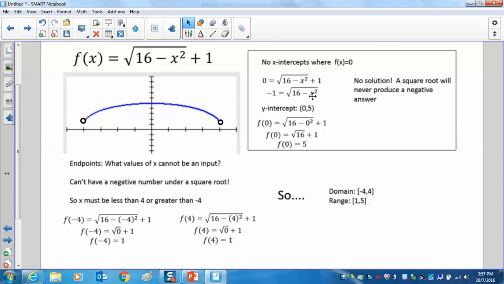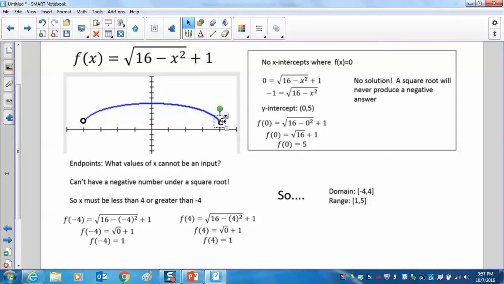minus x squared. And what you're going to notice is, if you take a step back and ask yourself, am I ever going to be able to get an answer of -1 if I take the square root of something? No, you're not. There's no solution to this equation right here because there is no x value that we can plug in that will make the square root of some number be -1. So this graph does not have x-intercepts.